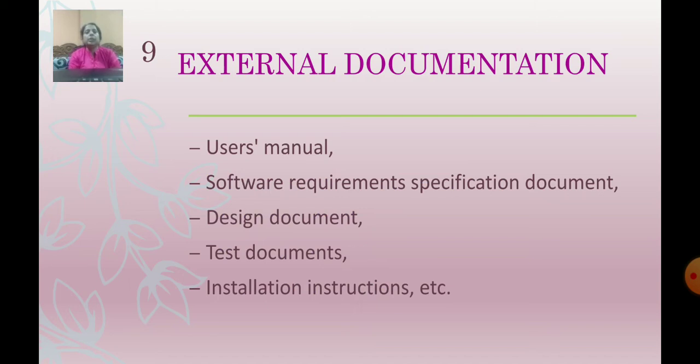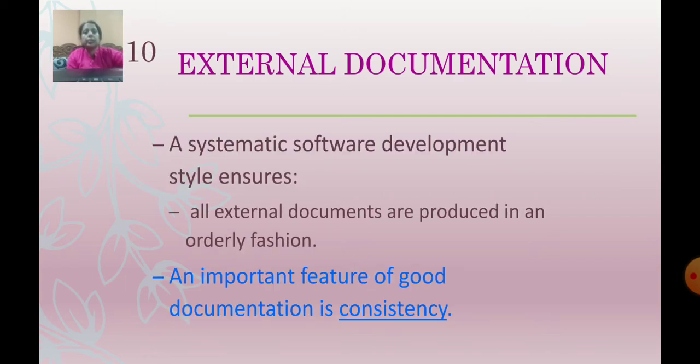Then the next is external documentation. External documents include the user manual, SRS, design document, test document, and installation instructions. A systematic software development style ensures all external documents are produced in an orderly fashion. Means all the documents should be produced in a proper order. An important feature of good documentation is consistency. Means it will maintain consistency between them.